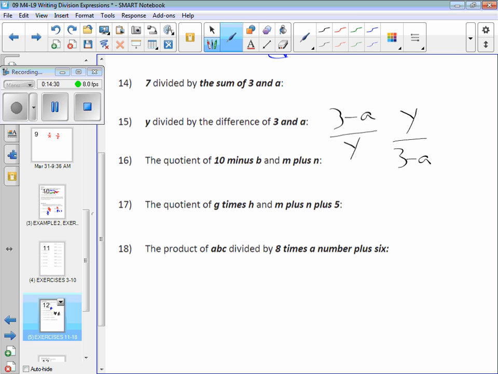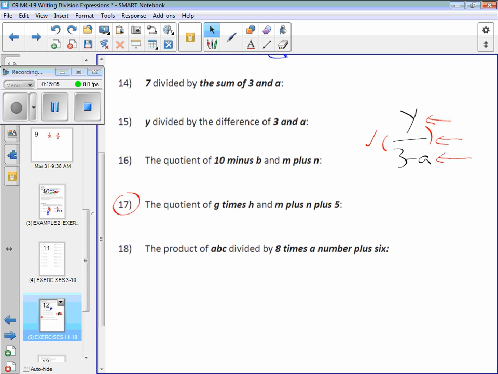That's it. Y divided. Watch how I say it out loud. It's going to make sense. It reads exactly the way it appears in the sentence. Y divided by, because that's what this translates as, the difference of 3 and A. So that's good. 17. The quotient of G times H, pause, and N plus 5.